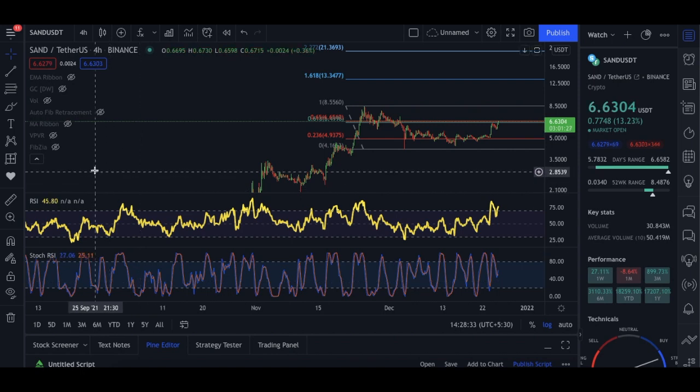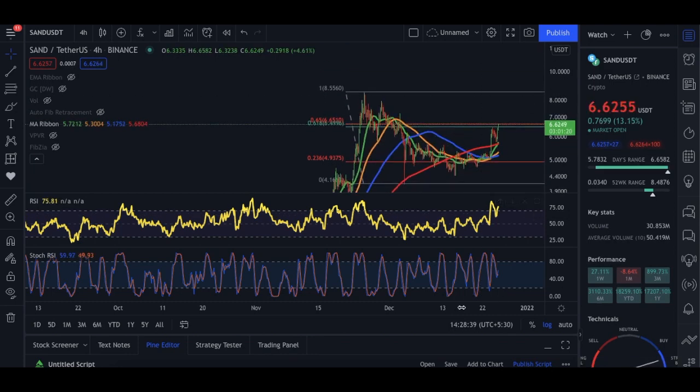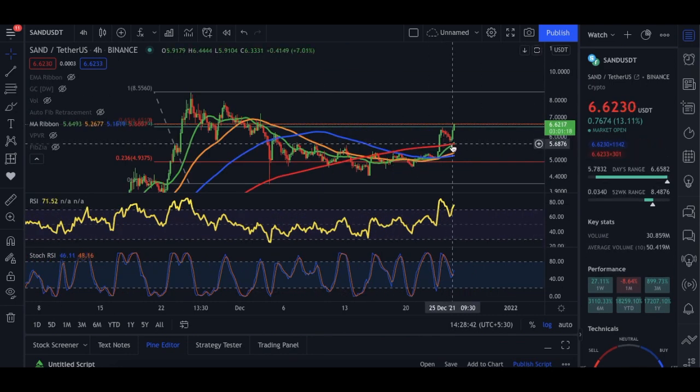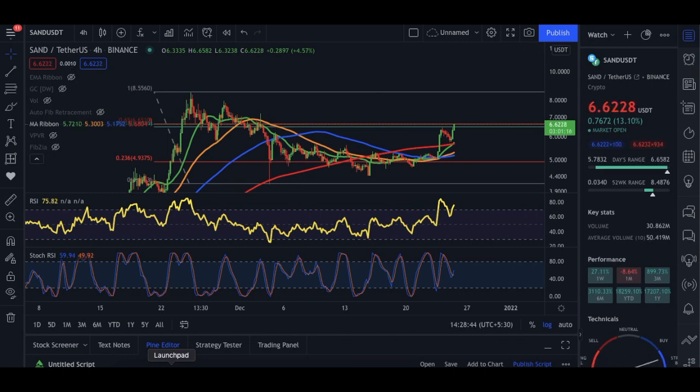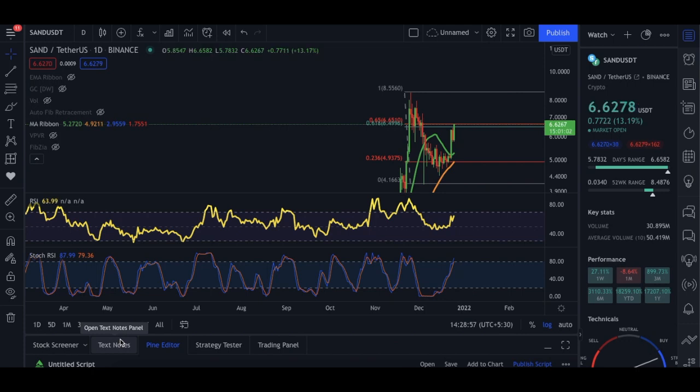Now if I have to talk about the very important moving averages on the 4-hourly, we can see that the 200 period simple moving average might act as a good support right here, which is coming in at about 5.68. If we fall below that, then of course on the 4-hourly, the 4.9 will be a good support for the Sandbox price.